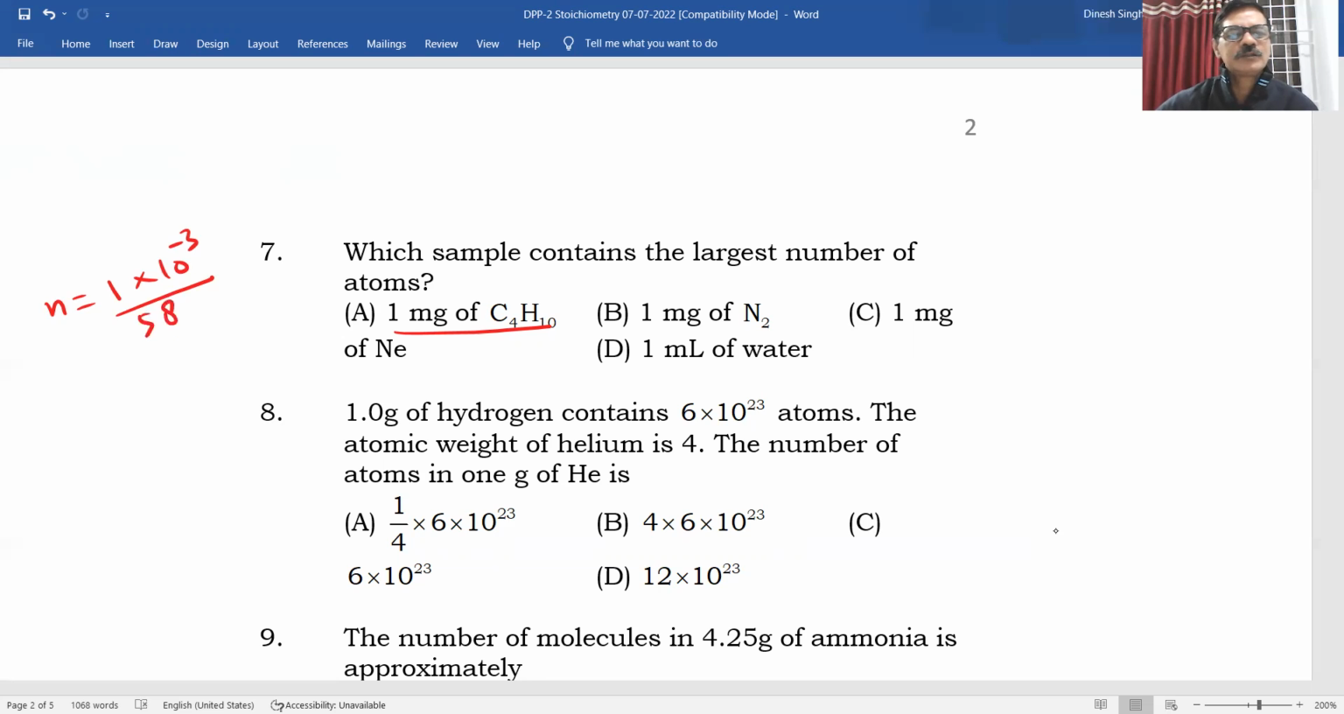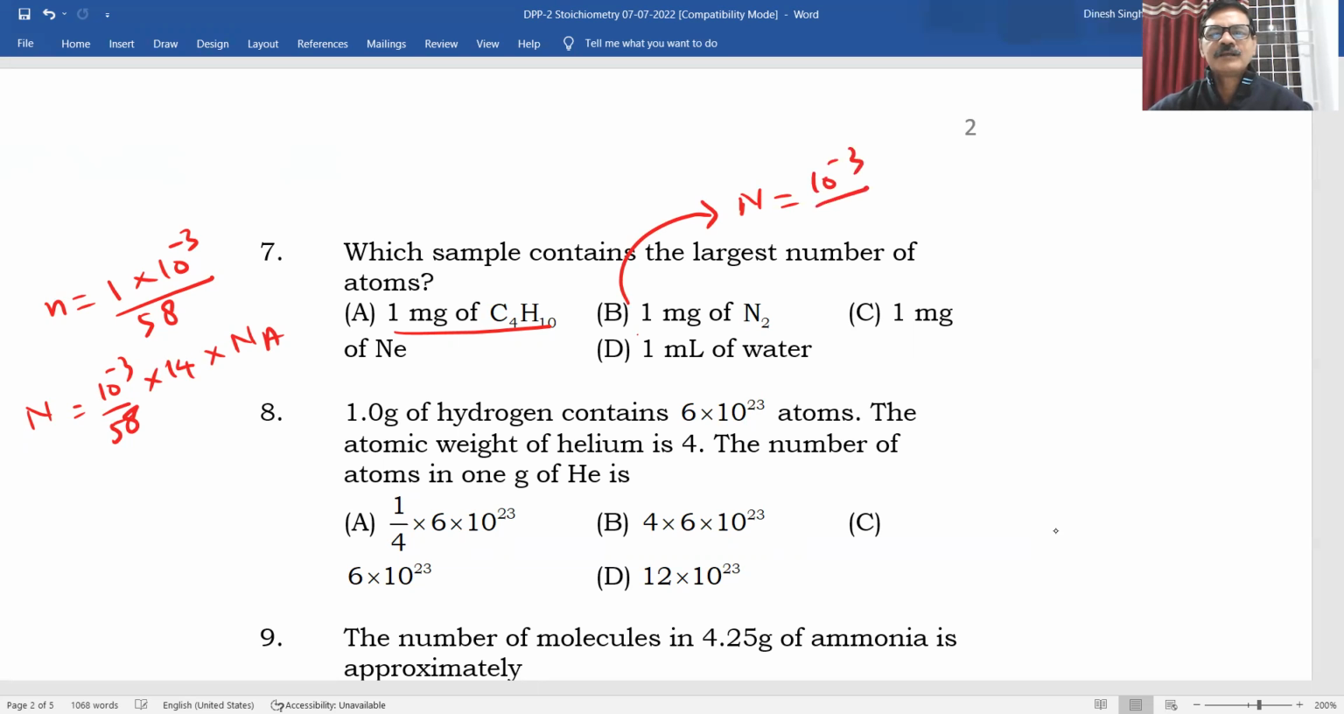So these are the moles, and atoms will be equal to what? Moles, that is 10 power minus 3 by 58, into each molecule contains 14 atoms, 14 into Avogadro number. Similarly, for N2, the number of moles will be 10 power minus 3 divided by molecular weight 28. Each molecule is having 2 atoms, into Avogadro number.